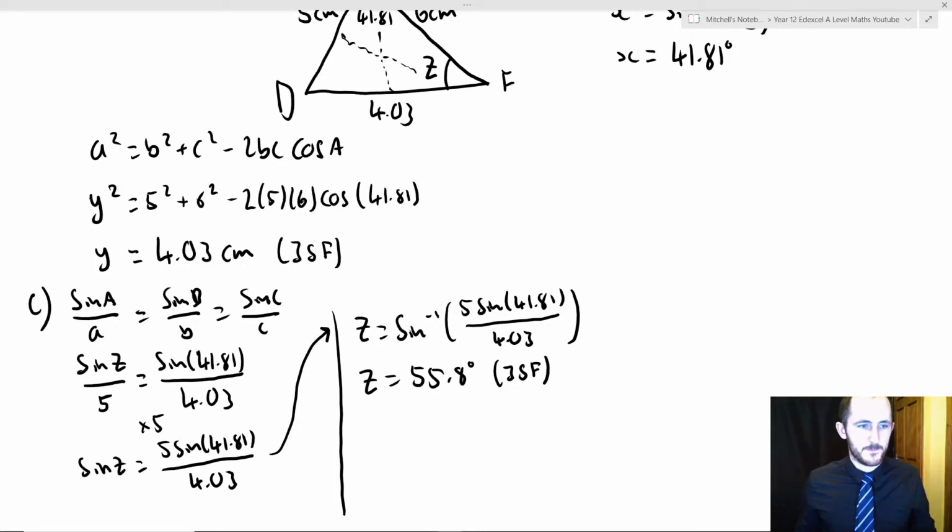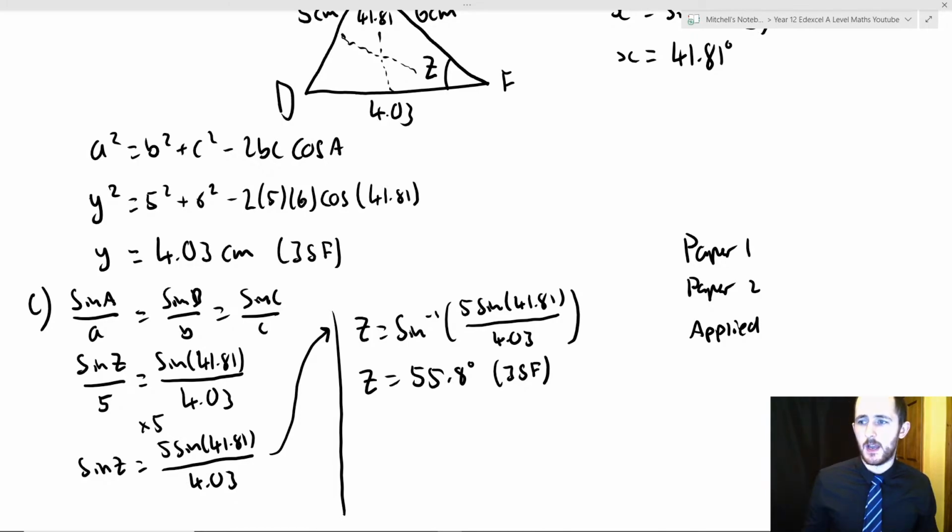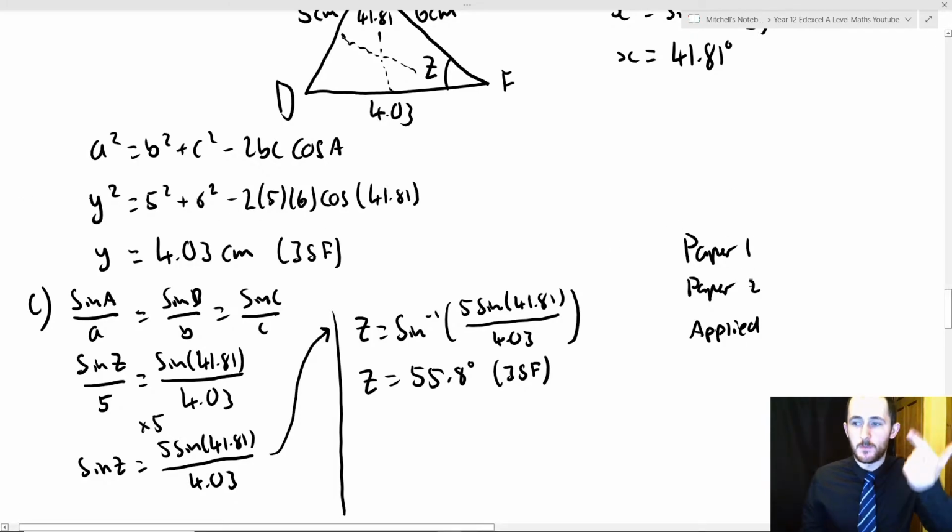Okay, so the question we just got asked, which is really good and really important, is this: virtually all exam boards have 3 papers. You have paper 1, or if they're called units, it doesn't matter. You have paper 2, and then you have your applied paper. If they're called something different in your exam board, it's still the same thing. You have paper 1, paper 2, and the applied section, which is the stats and mechanics.